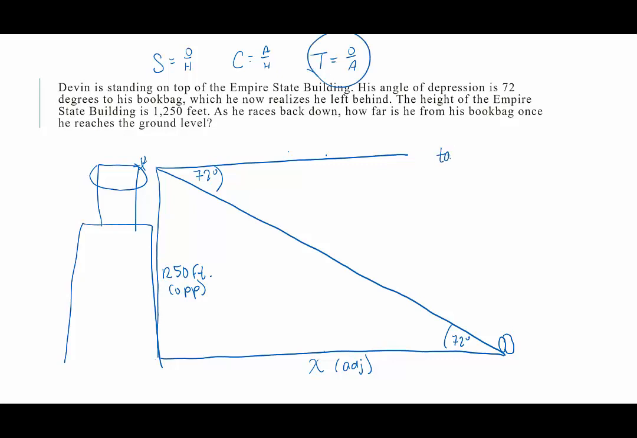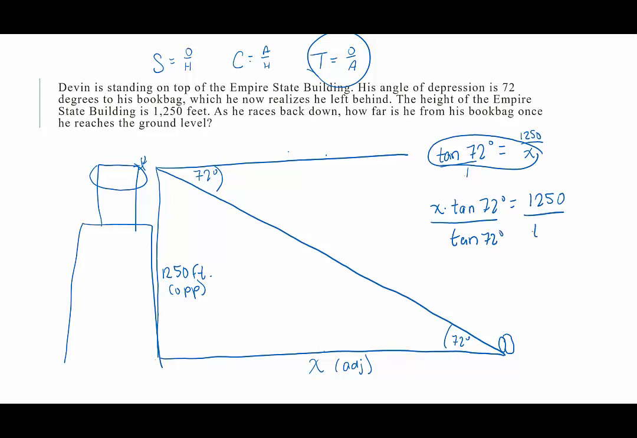So we're going to say tangent of the angle measure, tangent of 72 degrees, is equal to the opposite side, 1,250, divided by the adjacent, which is our unknown. This is another one where our variable is in the denominator, so we might want to create a ratio here where we can cross multiply. So we have x times tangent of 72 degrees is equal to 1,250 times 1. Now to get x by itself, we can divide both sides by tangent of 72 degrees.